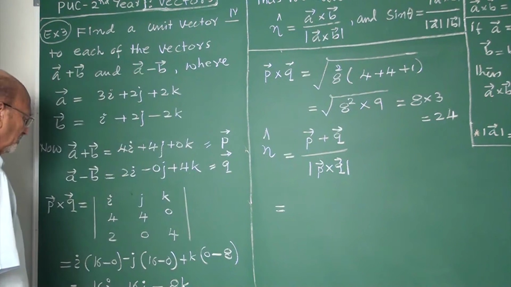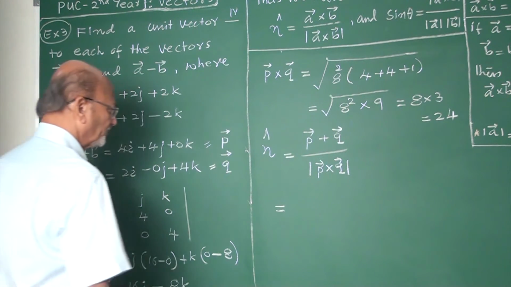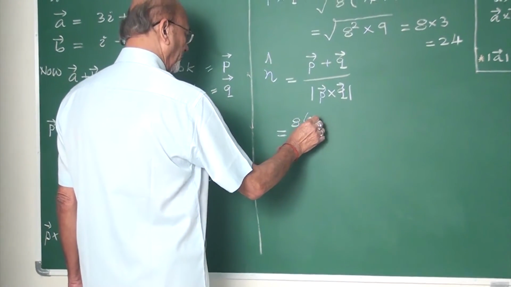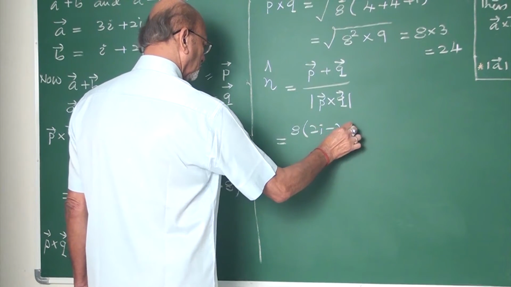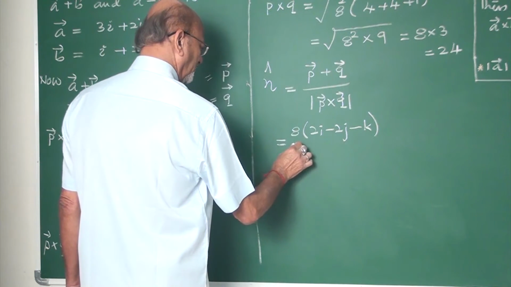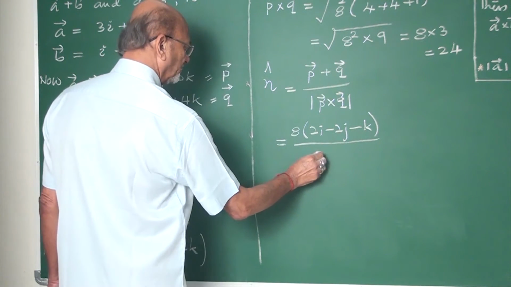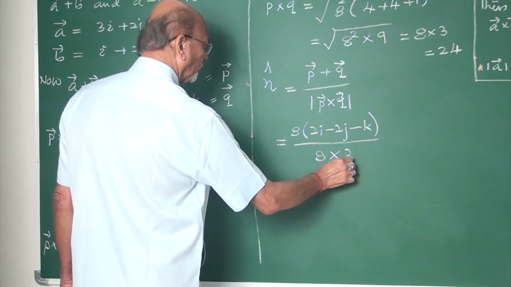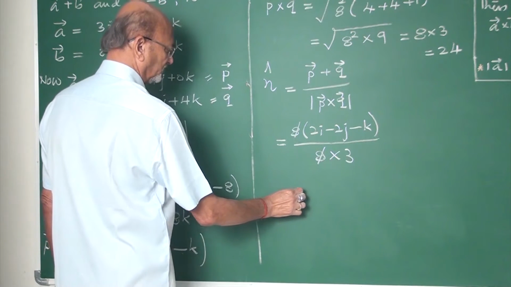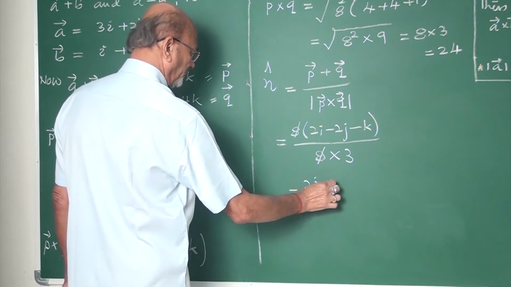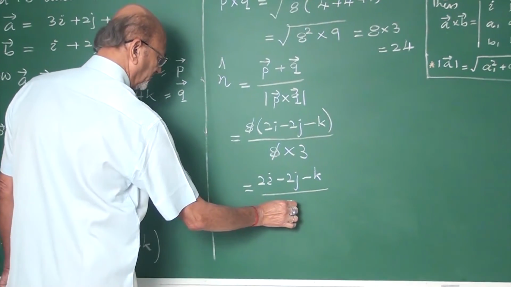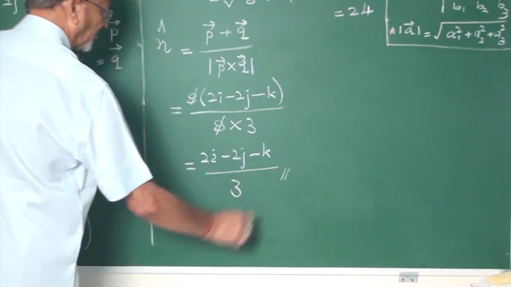Tell me, what is P plus Q? 8 into 2i minus 2j minus k. Denominator is 8 into 3, 24. The 8 cancels. This is 2i minus 2j minus k, denominator is 3. This is eta cap.